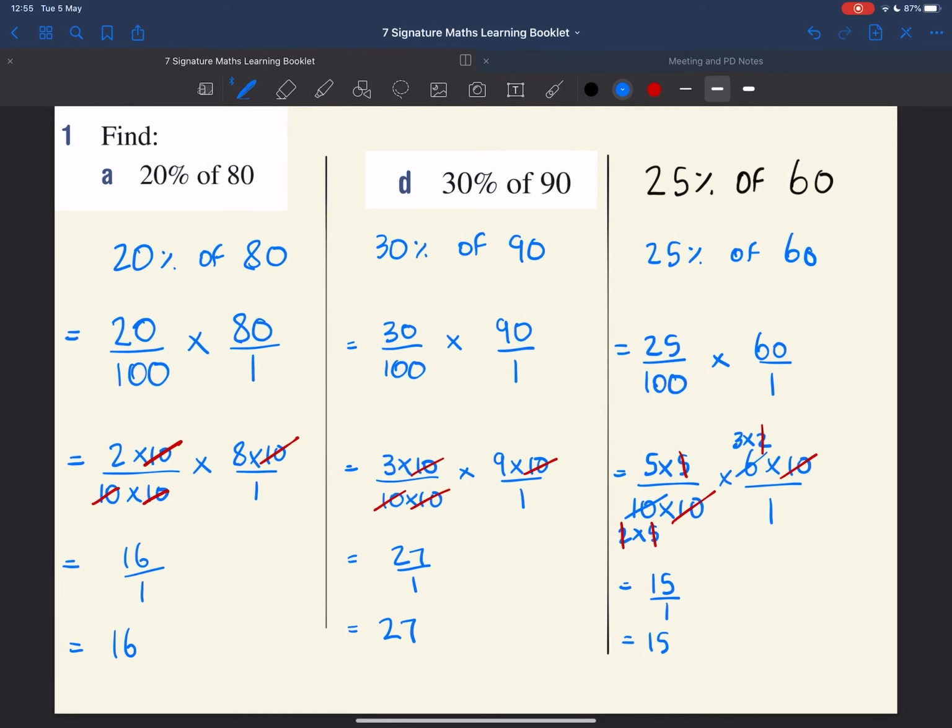What I've shown you in this video is 1 to 2 little strategies you can use to find the percentage of a number. There are more strategies, and they'll come up in a later video.